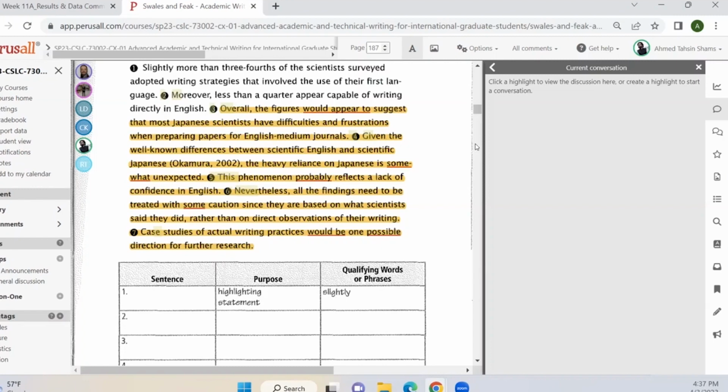The fourth. What's the purpose of the fourth? What do you think? Yes, discussion, but if you have to narrow down the purpose, what would you say? Definitely the whole thing, 4, 5, 6, 7, everything is actually discussion. Give an example.